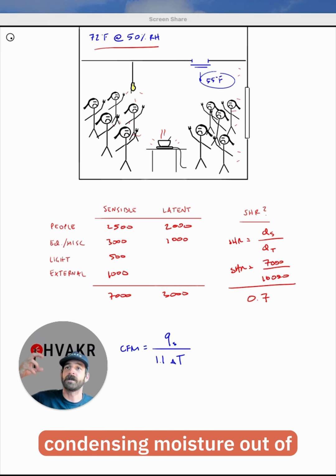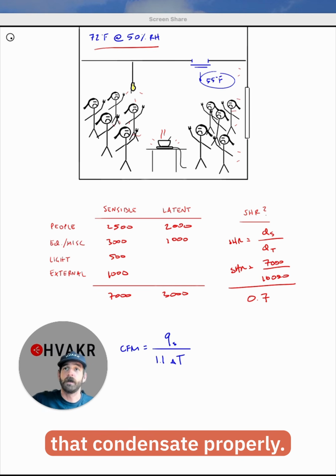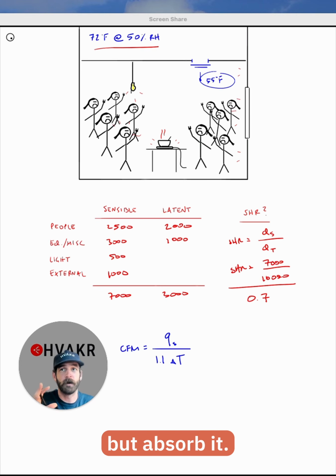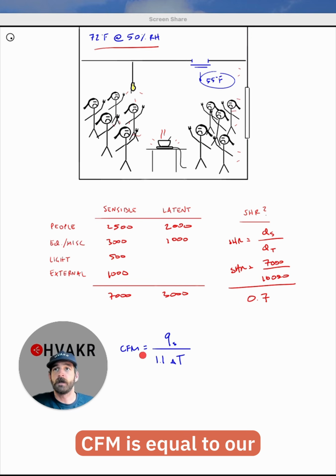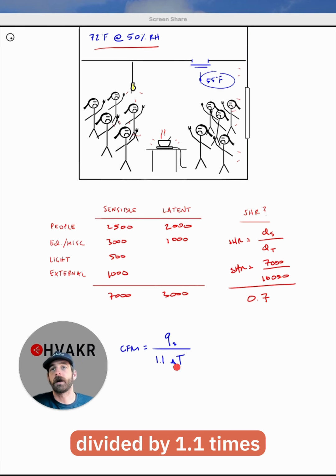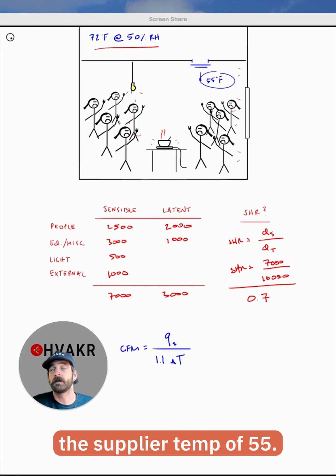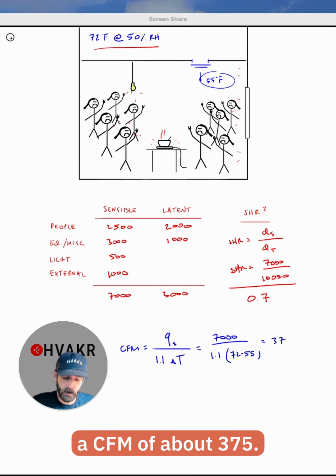So that's where system design comes into play. We're going to be condensing moisture out of the air outside of the space so that we can drain that condensate properly. So this airflow is going to handle the sensible load, but we also want this airflow to be dry enough to absorb the moisture, not extract it, but absorb it. So here we go. I've reworked the sensible heat equation. CFM is equal to our space sensible load divided by 1.1 times delta T. The delta T is the space set point of 72 minus the supply air temp of 55. This is going to give us a CFM of about 375.